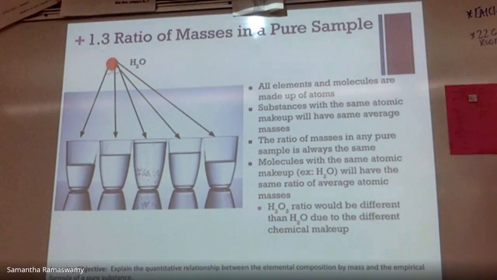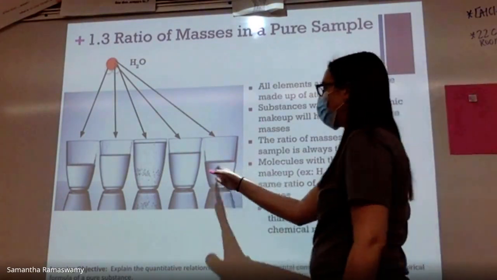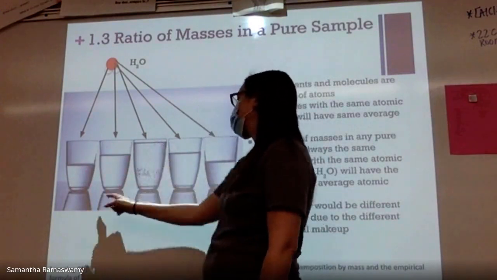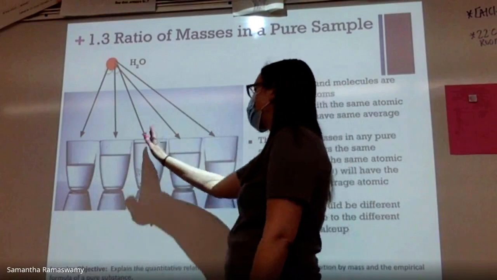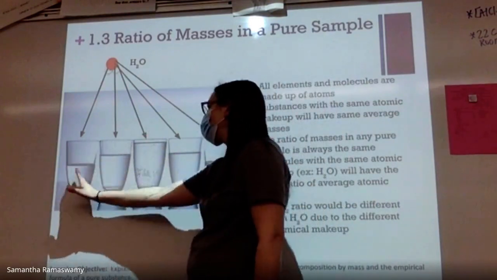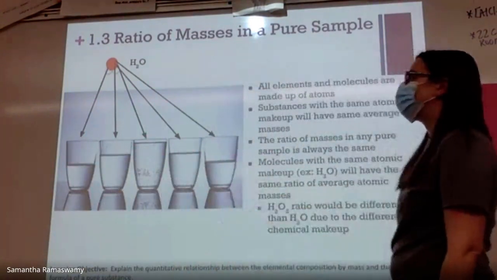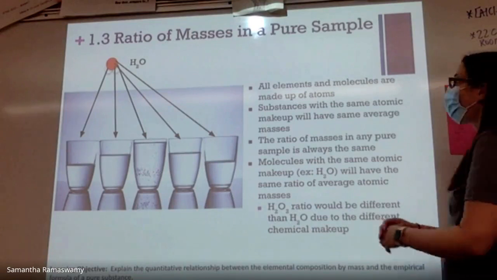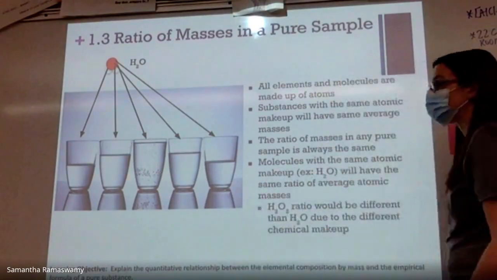Hydrogen peroxide is always 2 H's and 2 O's, no matter how much water you have in a sample. I could have this cup completely full, or half full. This is always H2O. It always has a molar mass of 18.016. It always has 2 H atoms for every 1 O atom. That's a lot of what 1.3 says.